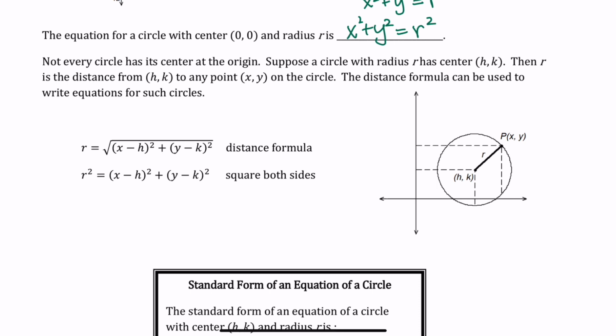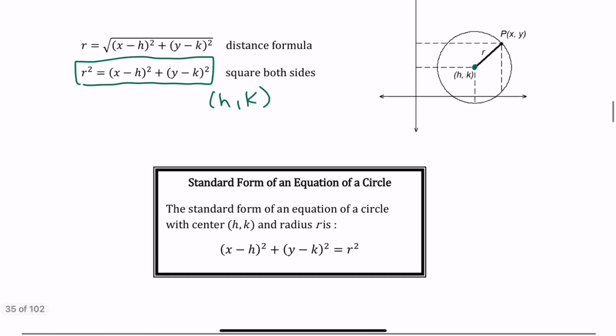Suppose a circle with radius r has a center of (h, k). Then the radius is the distance from (h, k) to any point (x, y) on the circle. Then we can use the distance formula to write the equation for the circle. So I have the square root of (x minus h) squared plus (y minus k) squared. If I square both sides, this will be my equation with center (h, k). This formula is right here. This is any circle where the circle is not centered at the origin.